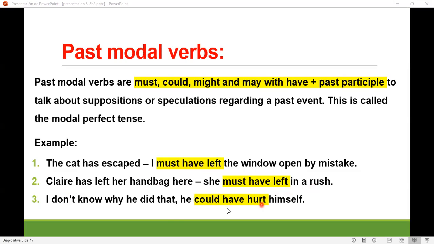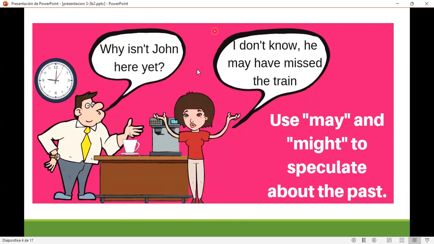So the last one. I don't know why he did that. He could have hurt himself. Él pudo haberse herido él mismo. Okay. Good. Now let's start. We're going to start with may. So look at here what it says. Why isn't John here? Well, I don't know.